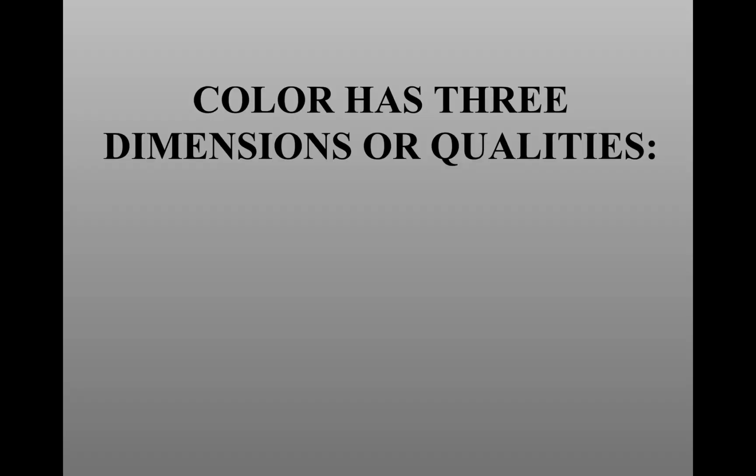Color has three different qualities. Okay, when we say color, we're actually talking about three different things. One is hue, which is normally what we mean when we say color. Hue is red, orange, yellow, green, blue, purple. Okay?